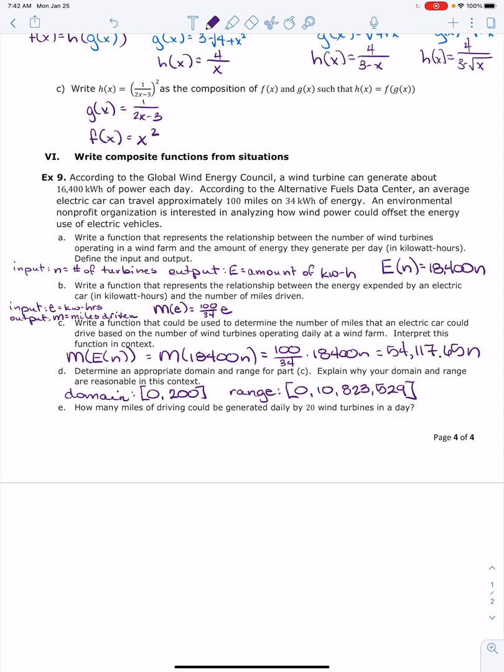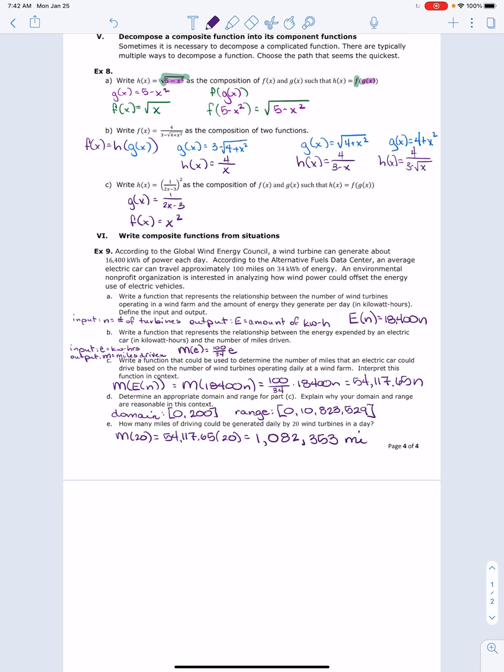We want E, how many miles of driving could be generated daily by 20 wind turbines? So we want M of 20. There's our 20 wind turbines. We've got 54,117.65 times our 20 wind turbines, and we get 1,082,353 miles.